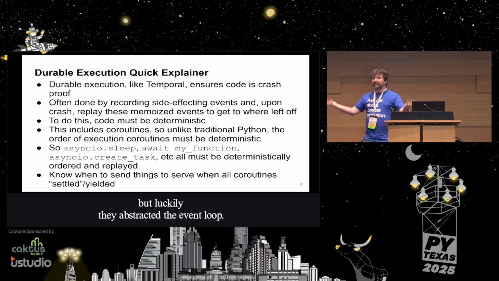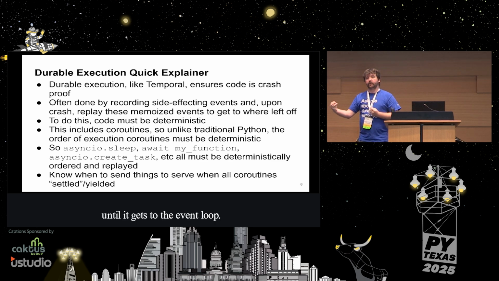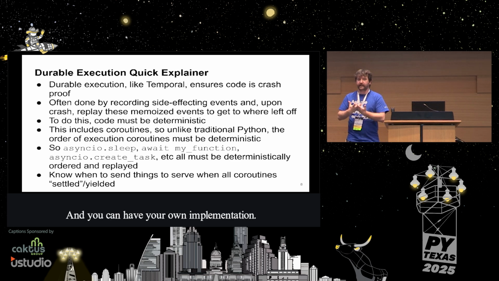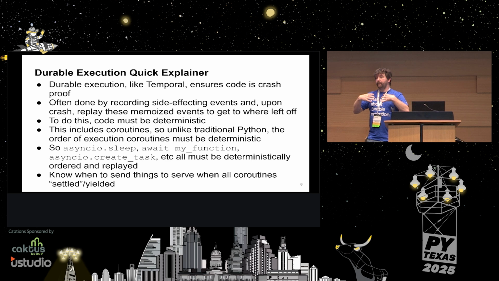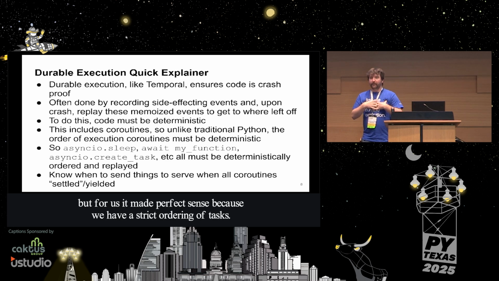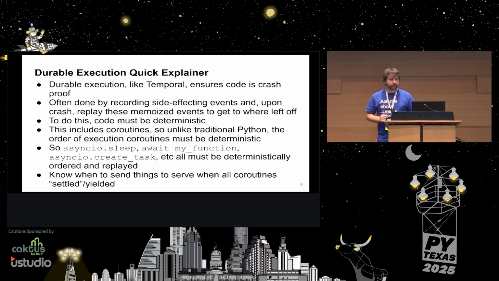But luckily, they abstracted the event loop. So most of the Python code is deterministic until it gets to the event loop, and you can have your own implementation. Like I said, it's pretty rare to write your own implementation, but for us, it made perfect sense because we have strict ordering of tasks that is not necessarily the case with the default event loop.